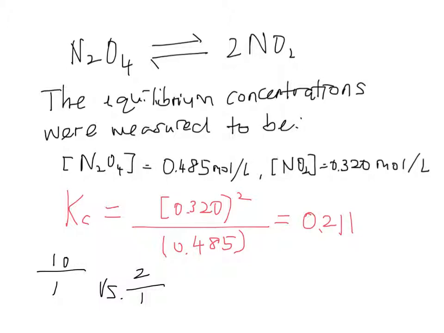Whereas if you have a very low equilibrium constant, like in this case, which is lower than 1, it means that at equilibrium, only a very minimal amount of nitrogen dioxide is formed.